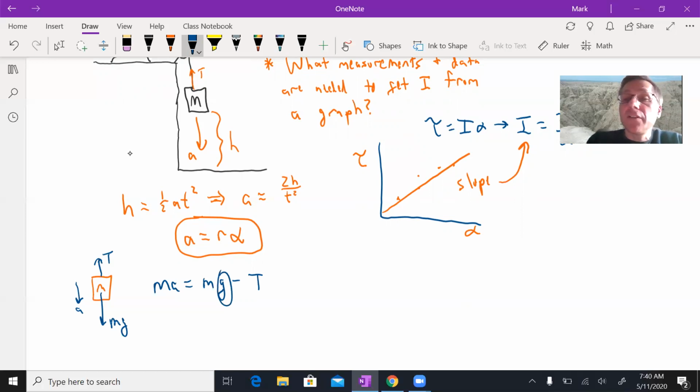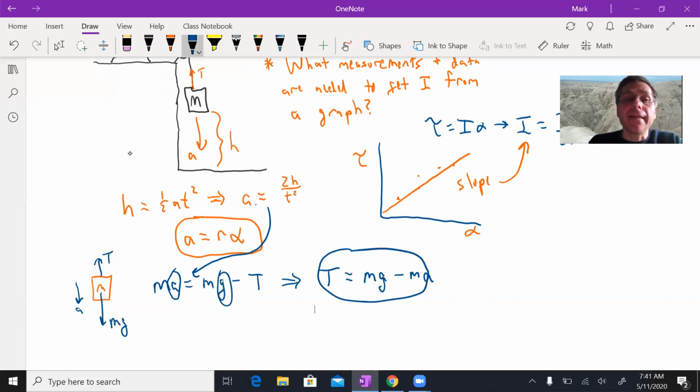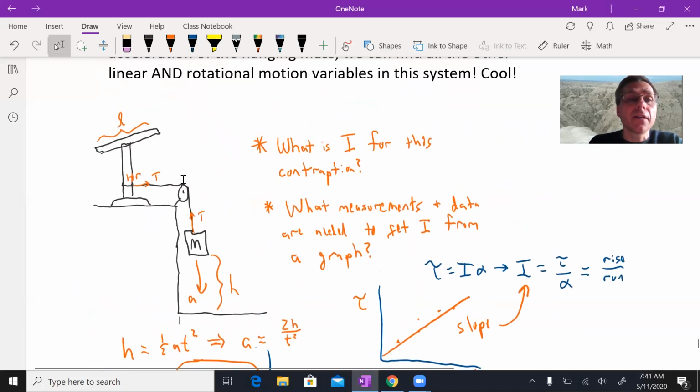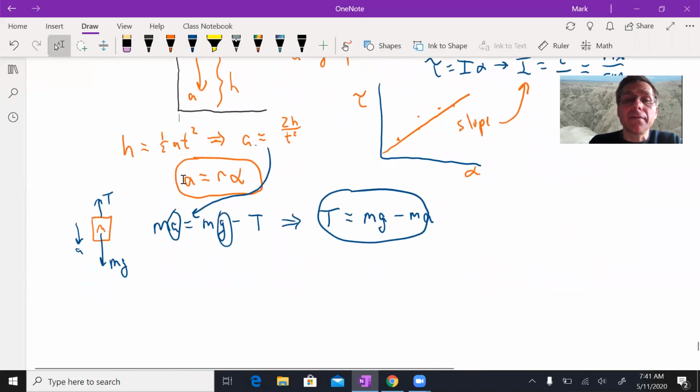Well, we know little g is 9.8. We figure out what the linear acceleration is by measuring the height and the time to fall. And now we've got an expression for the tension force. It's the weight of the object minus the mass of the object times the linear acceleration. That gives us tension. Now we can go ahead and figure out the torque on that central rod.